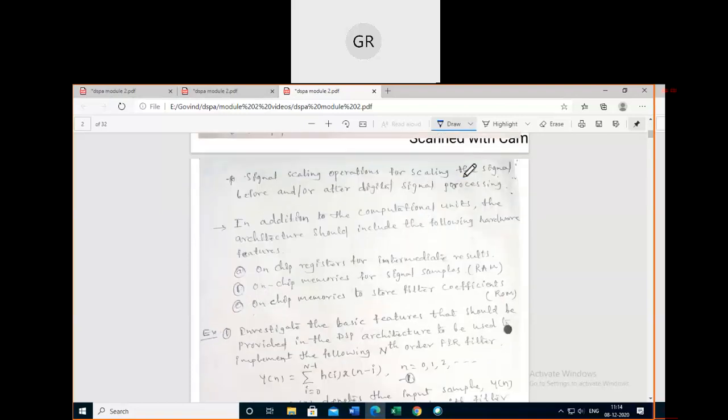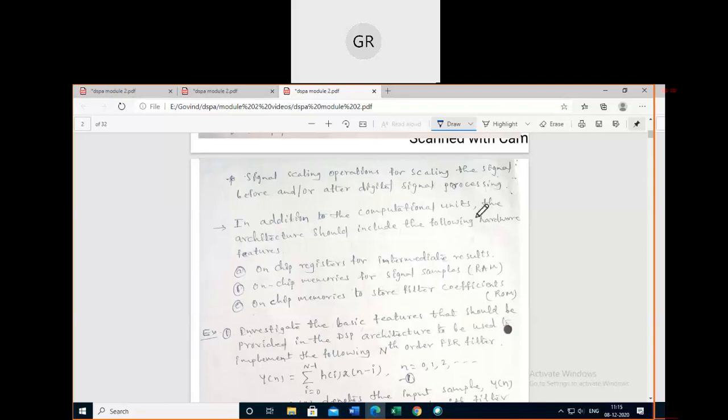Then signal scaling operations, for scaling the signal before and after digital signal processing. To avoid overflow and underflow at the input side and output side of the device, we can do the scaling of the input signal. To do the scaling, we use shifters. Later, we'll discuss the shifters.